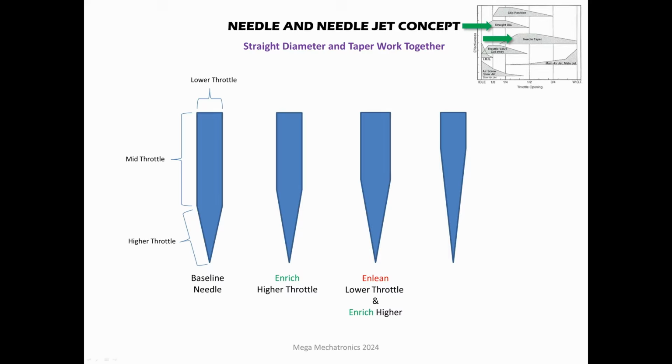Here we have about the same baseline straight section, a super aggressive taper. So that's going to be enriching quite a bit the mid and higher throttle position. And over here we have a small diameter, which is going to enrich in all those throttle positions.